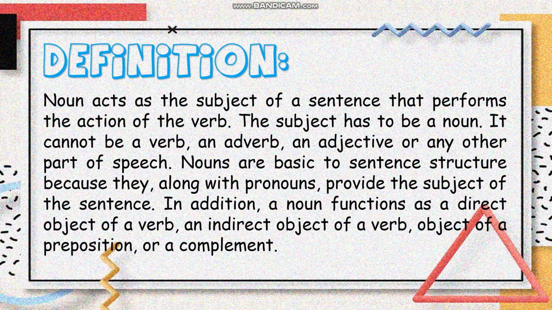Now, on this particular definition of noun, we know that a noun acts as the subject of the sentence. Without a subject, we cannot identify to whom or to what a particular verb pertains to a certain action. Now, the importance of a noun is not only as a subject, but it can also function as a direct object of the verb, an indirect object of the verb, object of a preposition, or even a complement.